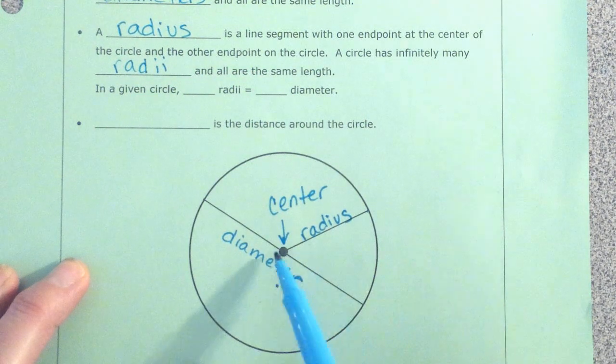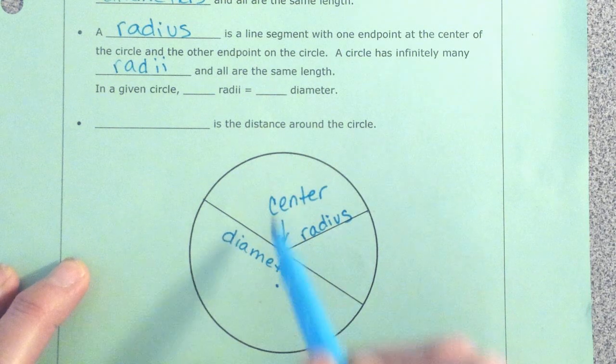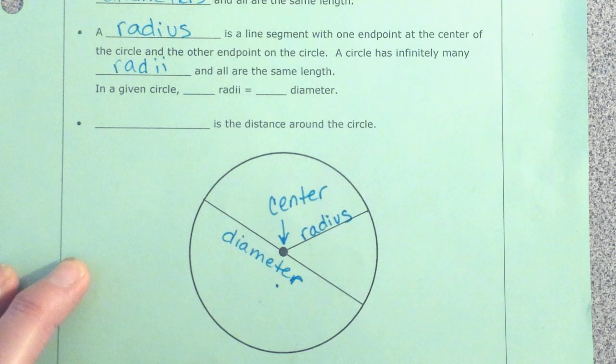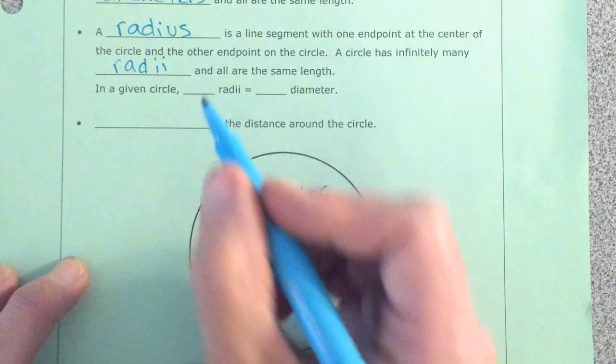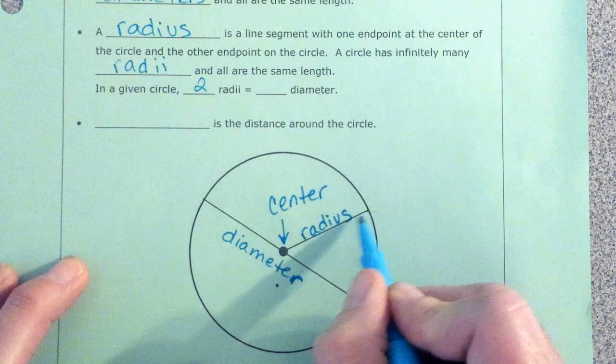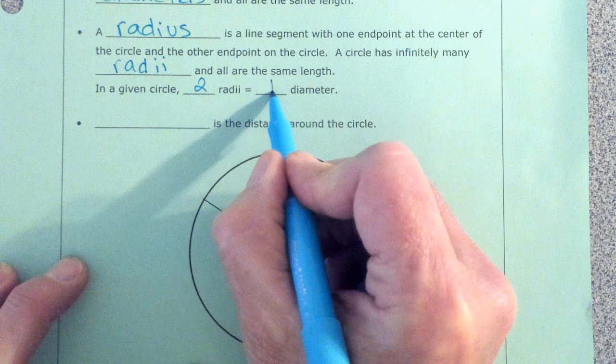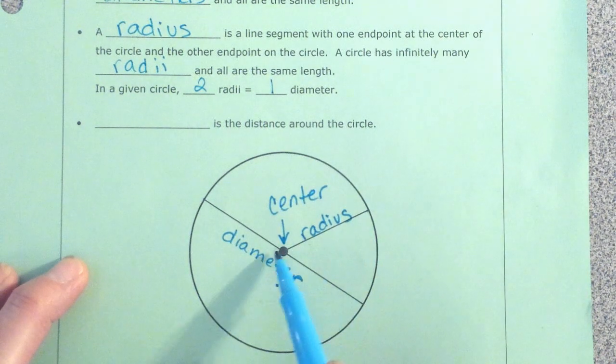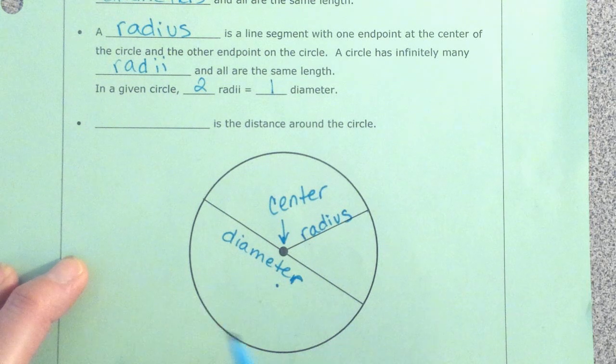So the radius can go in every direction from the center out to the edge of the circle an infinite number of times. And they will all be the same length. Now in a given circle, 2 of these radii equal 1 diameter, because it can pass all the way through and it becomes a diameter. Or take the diameter, cut it in half, and it is the radius.